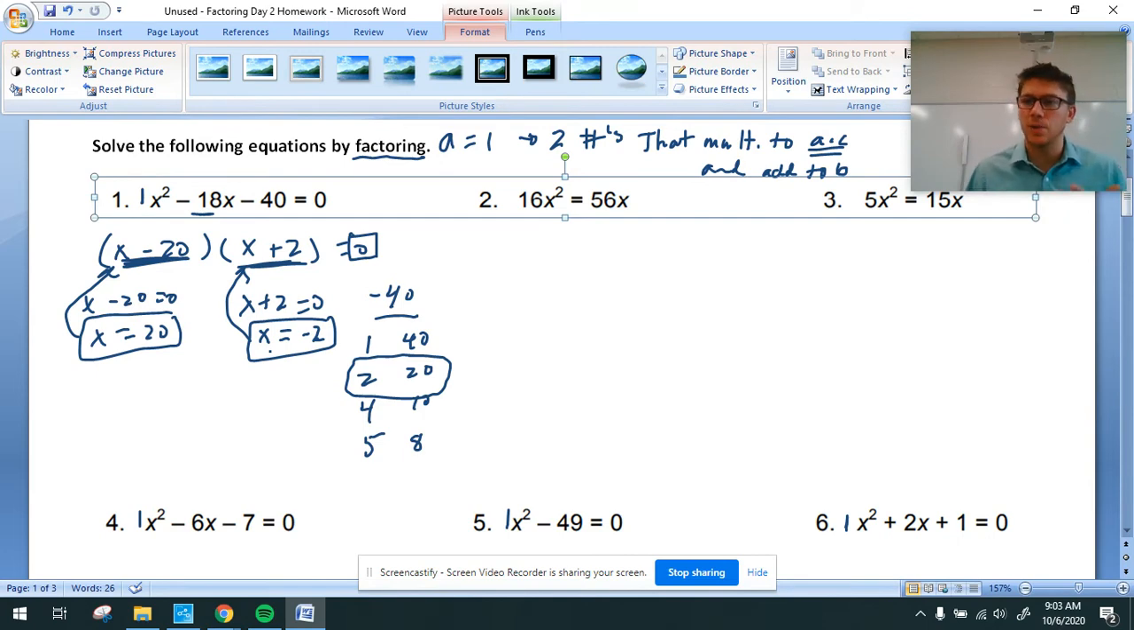But there's also factoring using greatest common factor. That's always what we start with. We always start with GCF. But notice that factoring always has to be set equal to 0. So look at number 2. I'm going to move this 56x. 16x squared, I'm going to subtract it to the other side.